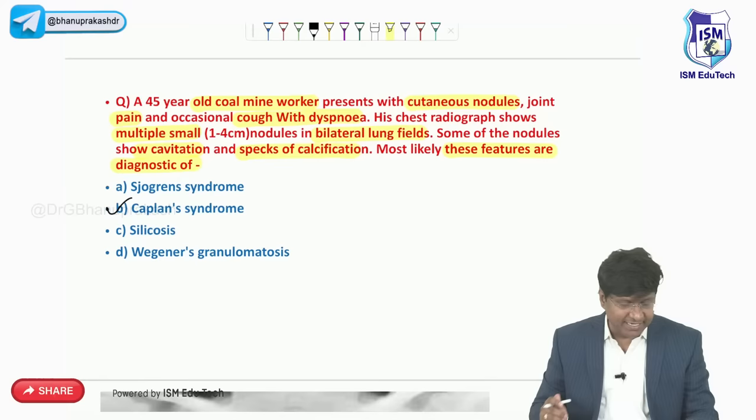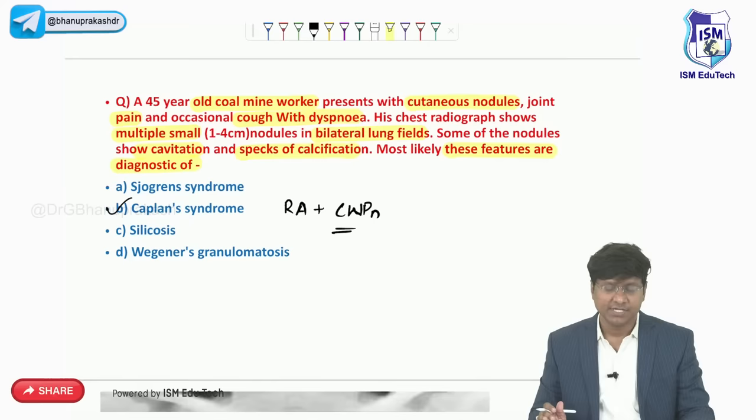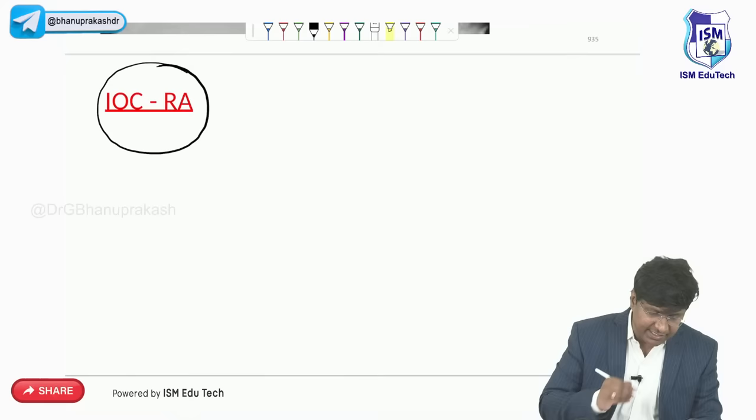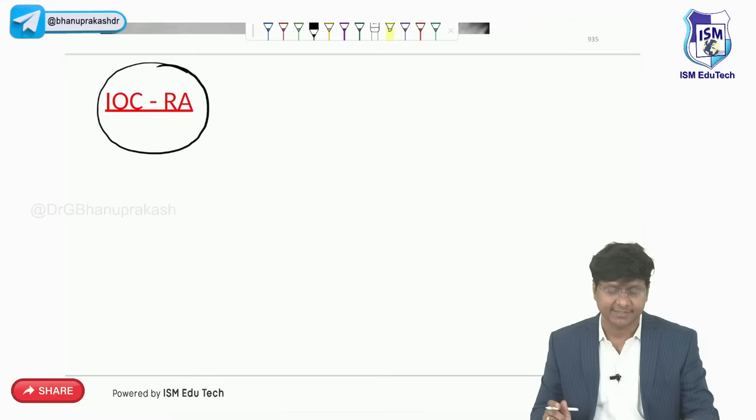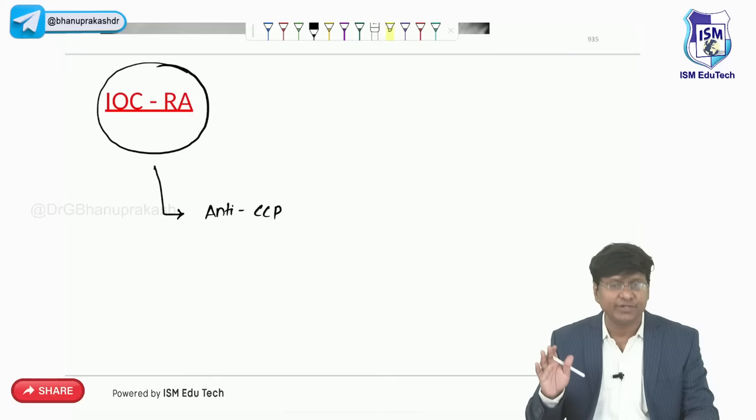So what is Kaplan syndrome? Kaplan syndrome is nothing but rheumatoid arthritis plus coal worker's pneumoconiosis. Right? And you should know, finally, what is the investigation of choice in case of rheumatoid arthritis? Investigation of choice in rheumatoid arthritis will be anti-CCP, that is anti-cyclic citrullinated polypeptide. That will be the investigation of choice.